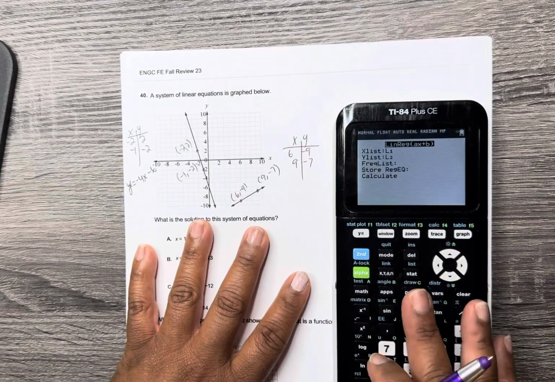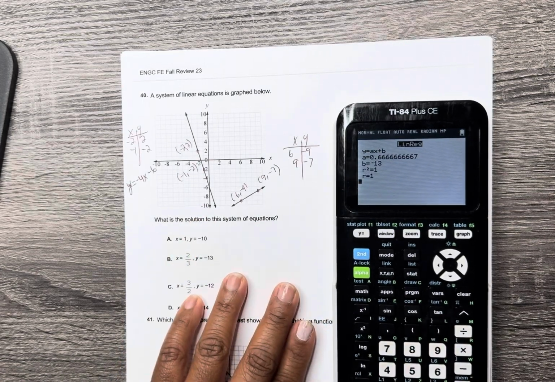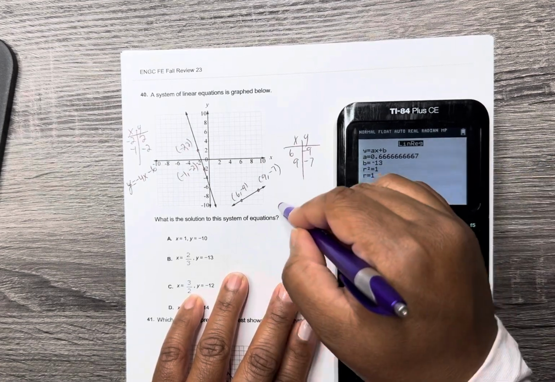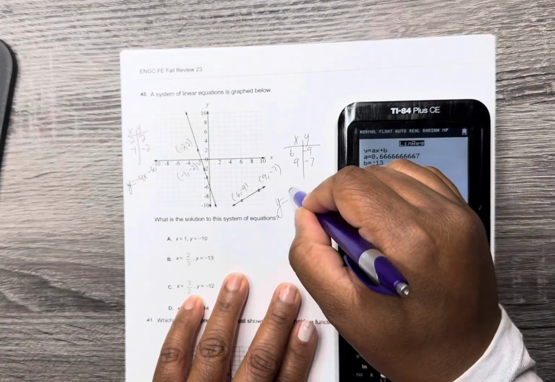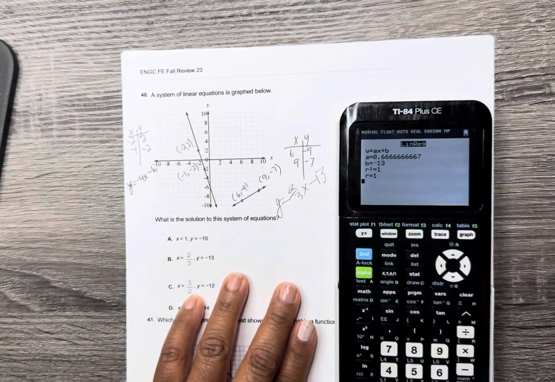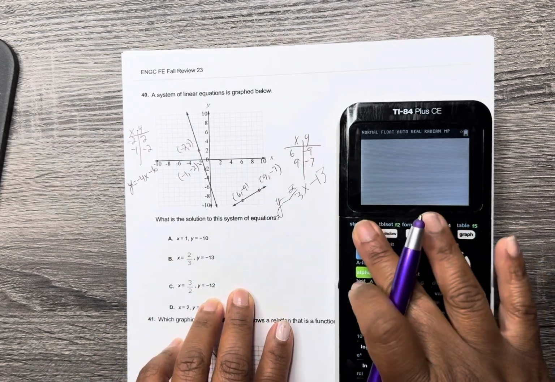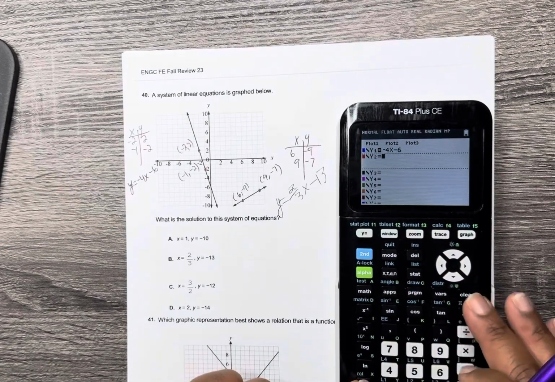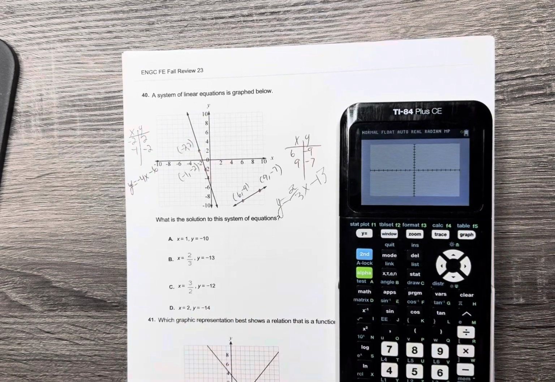stat calc 4. Okay, so this equation is y equals 0.6666 repeating, which is 2/3 x, and then minus 13. So we can plug this in our y equals now. So that's -4x minus 6. This one is 2/3x minus 13.